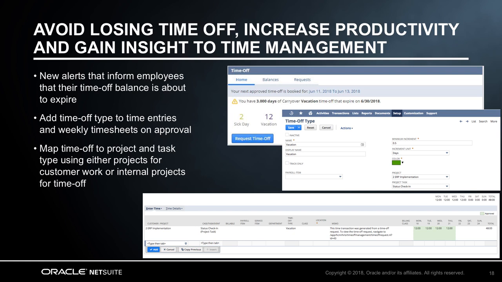You can now refine reporting by mapping time off to project and task type using either projects for customer work or internal projects for time off, which allows for time tracking reporting with time off included even when the user doesn't have permission to see leave requests.